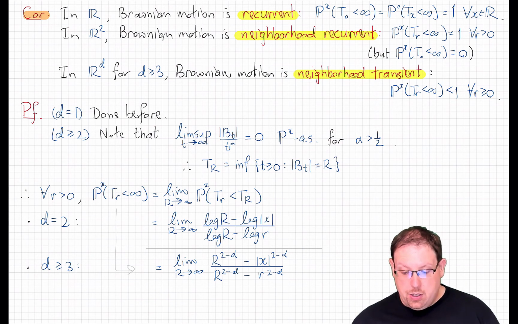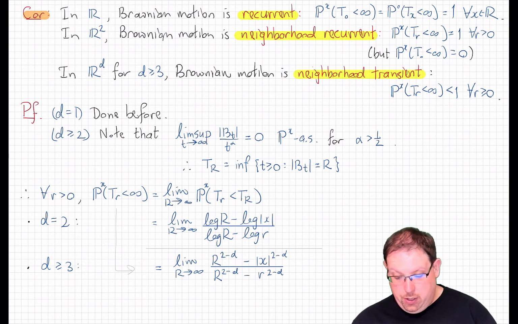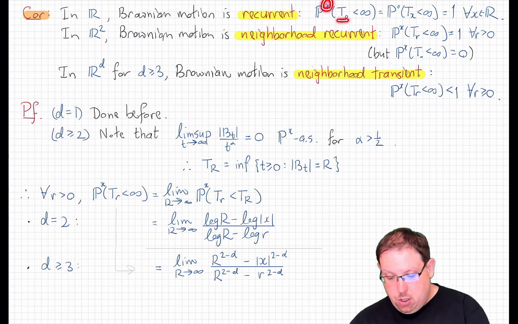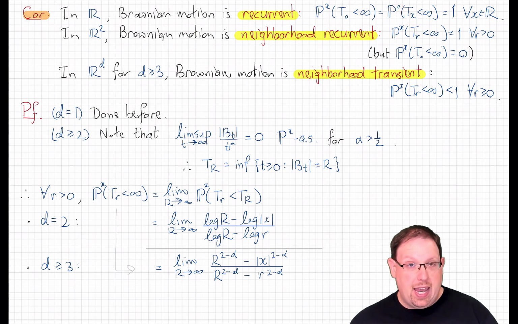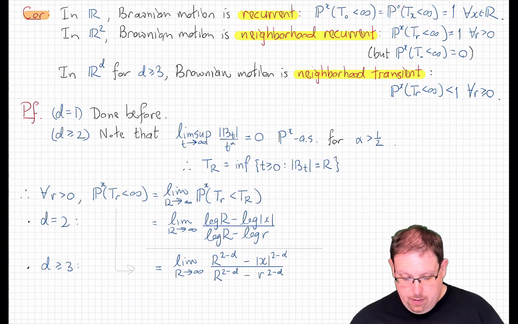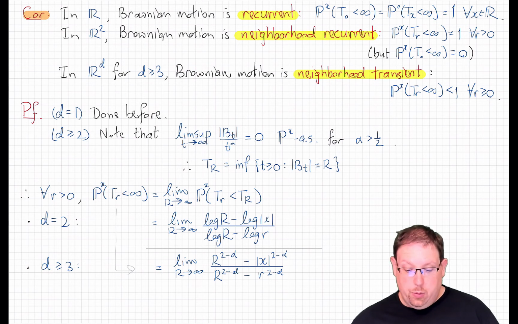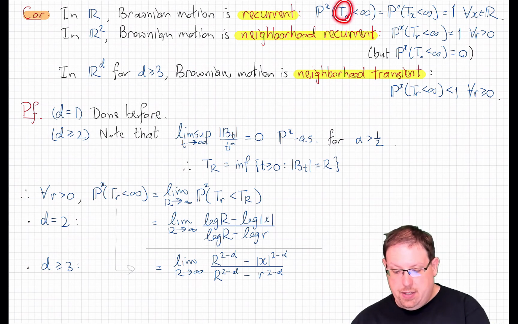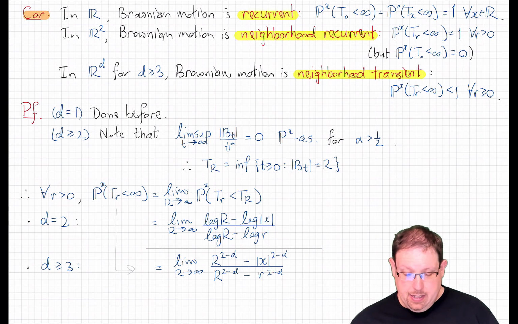In one dimension, Brownian motion is just plain recurrent. We've already shown that now in the last lecture and earlier. That is, the probability starting in x that 0 is hit, which is the same as the probability starting at 0 that x is hit for any x in the real line, is 1. We also saw that it is null recurrent. The expected value of this almost surely finite time is infinite.